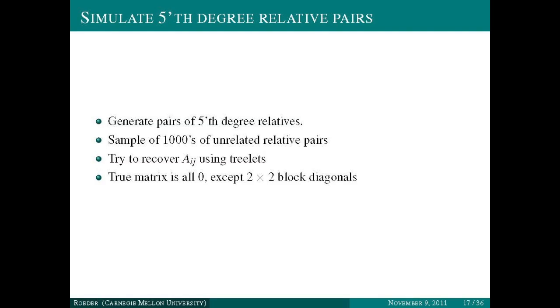Now we thought, well, let's push it even further. So we're going to generate ridiculously uninformative data. We're going to generate 1,000 pairs of people. They're unrelated to one another, but each pair is 5th degree relatives. That's third cousins, basically people you don't know. Okay, so we've got pairs of third cousins, and we're going to try to recover A using treelets.